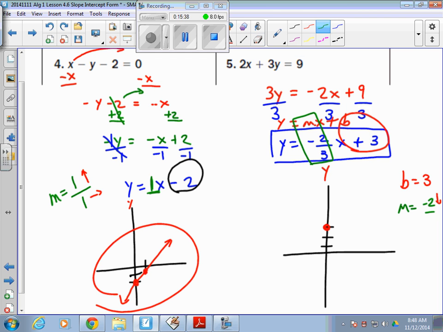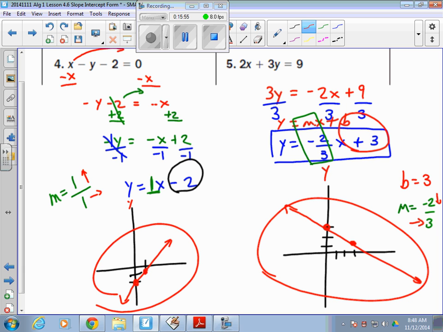Negative 2 over 3. Go down 2 and go to the right 3. So down 1, 2, and to the right 1, 2, 3. There's 2 points. And once you have 2 points, you can draw your line through them like so. And there's your graph for number 5.